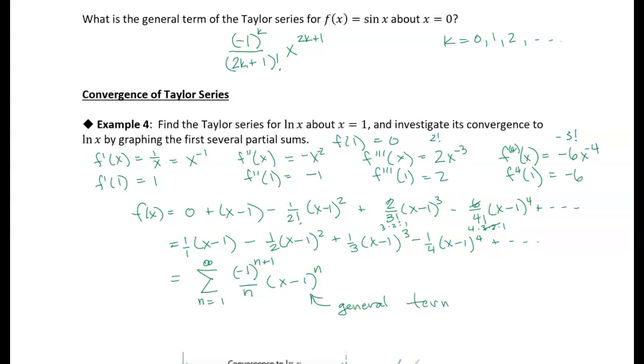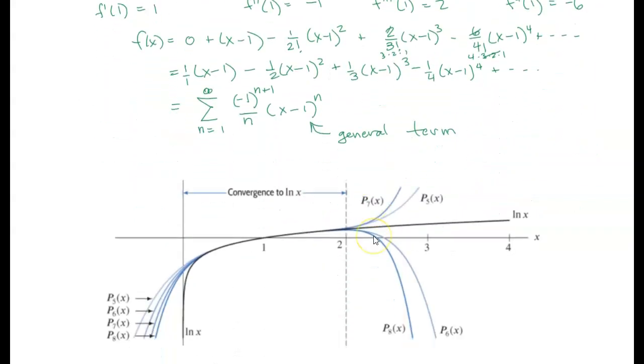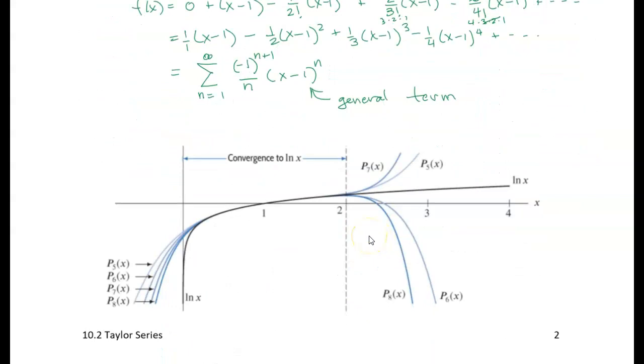Okay, so the other part of this problem is just asking you to investigate the convergence of this ln of x by graphing the first several partial sums, right? So we could look at the linear term. We could look at the first order Taylor polynomial, and then we could look at the second order Taylor polynomial, and the third and the fourth, and so on. Now this was done in your book, so I just copied this nice little graph. Now you can do this on your graphing calculator, or you can use a graphing program like Desmos. I don't know if you've ever used that. It's pretty slick. You just type in equations and it'll graph it really nicely for you.